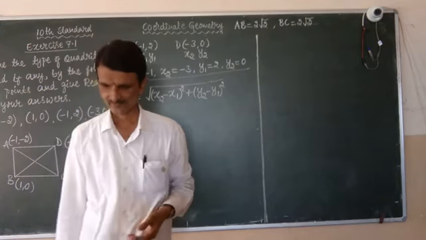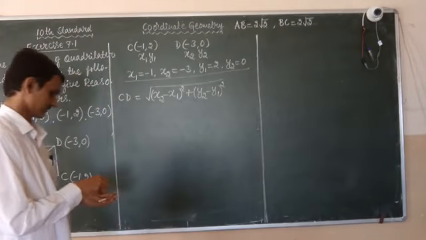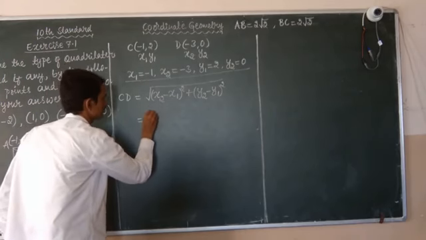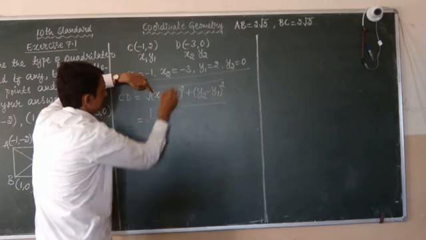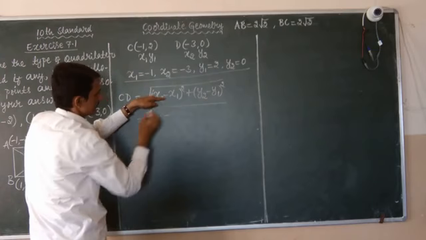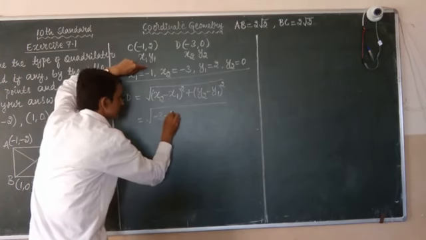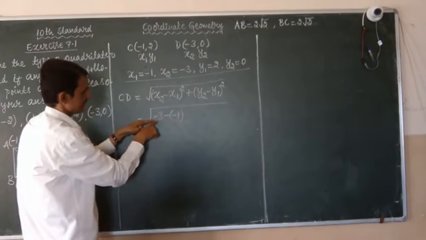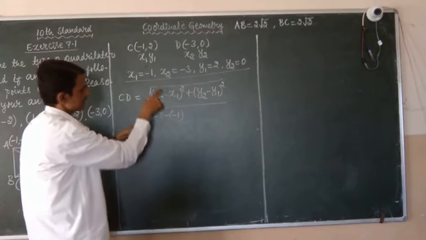Now students, we will find out the value of the side C. So it will be equal to root of, the value of x2 is -3. So here in the formula we have minus sign. So in place of x1, its value is -1. Therefore, we will write it in bracket. So x2 means -3. In the formula we have minus sign. The value of x1 is again -1.